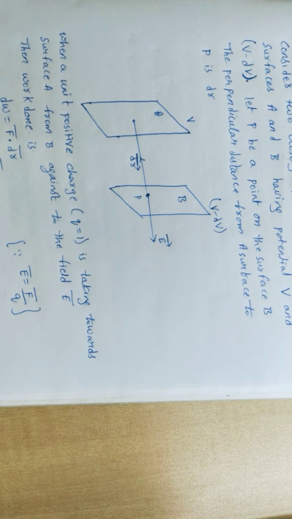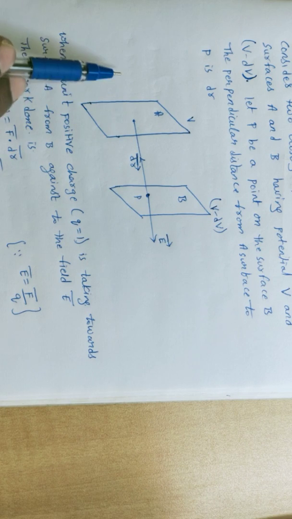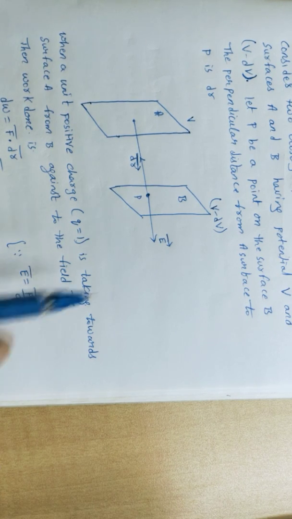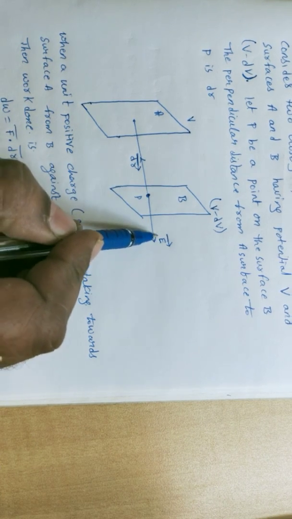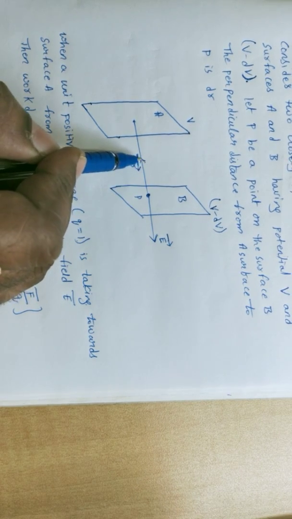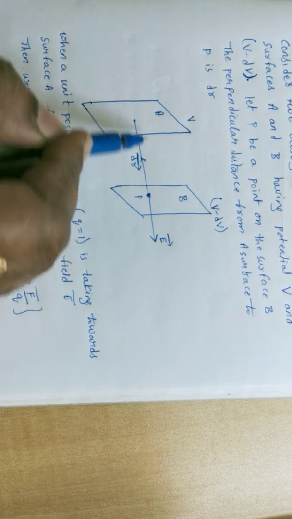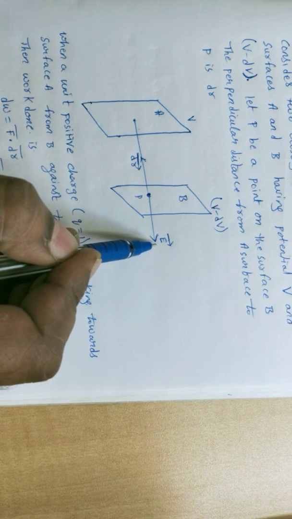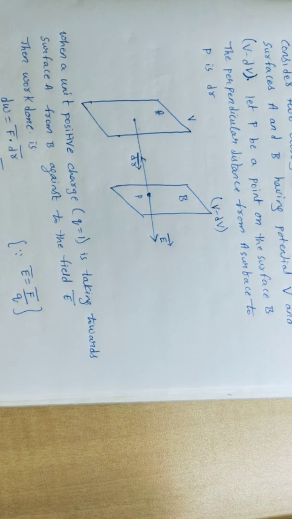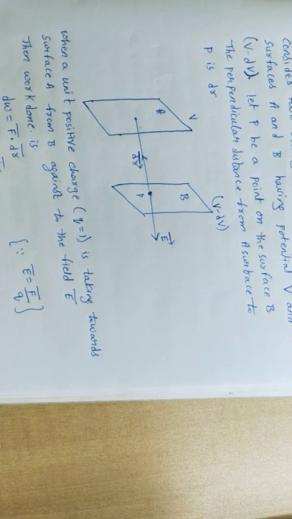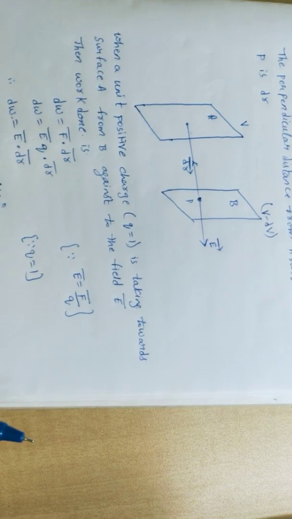For example, a unit positive charge Q, let Q be equal to 1, is taken towards surface A. In that condition, the electric field intensity acts in this direction, and we are bringing the charge from surface B to surface A against this electric field. By observing the diagram, E bar and dr bar act in opposite directions. So I am mentioning here: taking the charge from B to A against the electric field E bar. Then we want to discuss the work done.